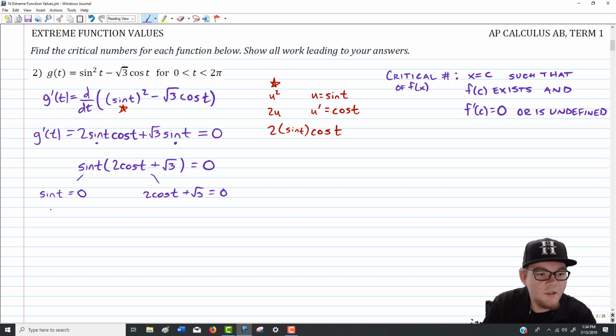Well, if sine of t equals 0, we're talking t as 0, pi, or 2 pi. But remember, we did say we were on the open interval from 0 to 2 pi, so really the 0 and 2 pi are out. Our only possibility from that factor will be t equals pi.